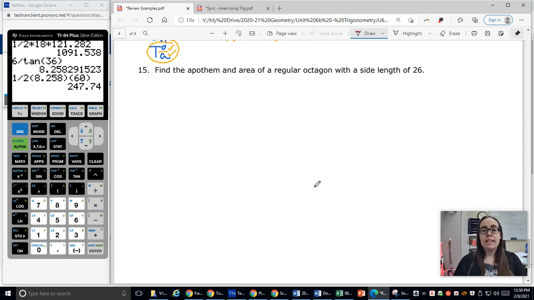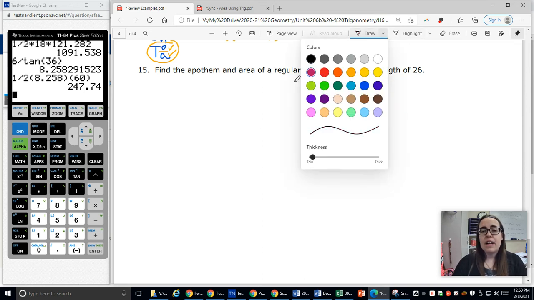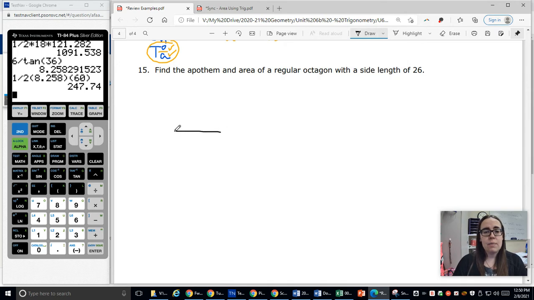Find the apothem and the area of a regular octagon with a side length of 26. So this time I have an octagon. Think stop sign, right? So I'm going to come out at a diagonal, and then I'm going to come straight vertically down, and then I'm going to come back in on my diagonal, and then I'm going to go straight horizontal across to get my 8 sides. Each side has a side length of 26.